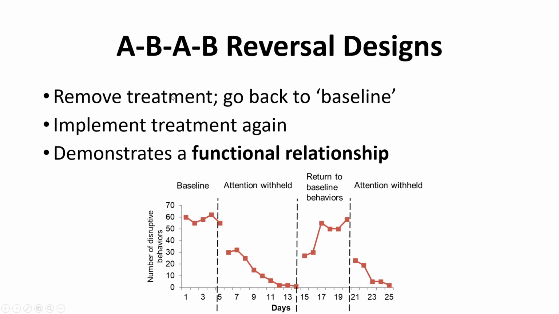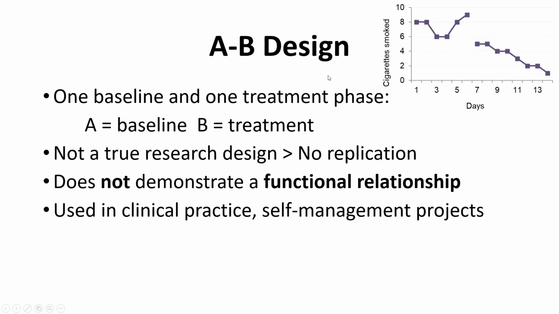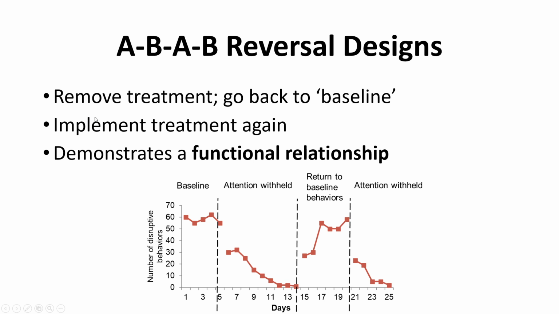Our next design to look at is the AB-AB reversal design. So this is how we can modify that AB design to actually be a true research design by introducing replication. So you have your baseline, and then you give that treatment, and then once that treatment has taken effect, you remove the treatment and go back to baseline to see if behavior returns to those levels from before treatment. And then you give treatment again to see if they go back to normal.